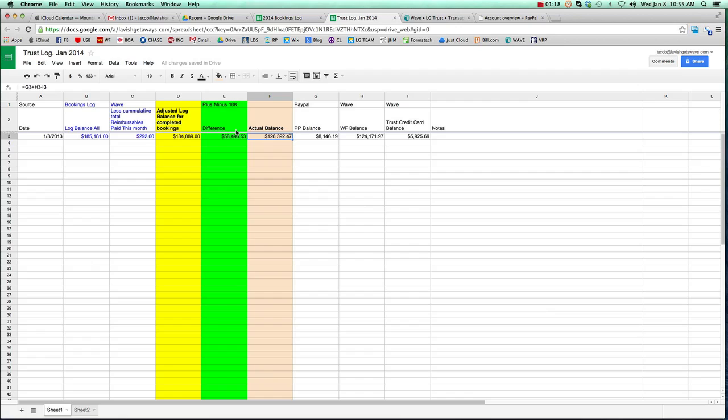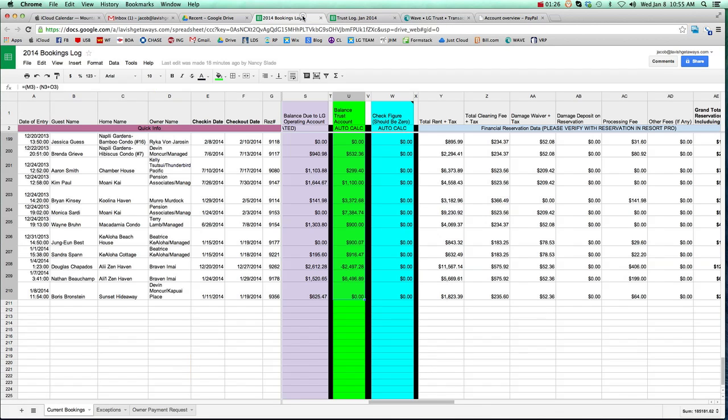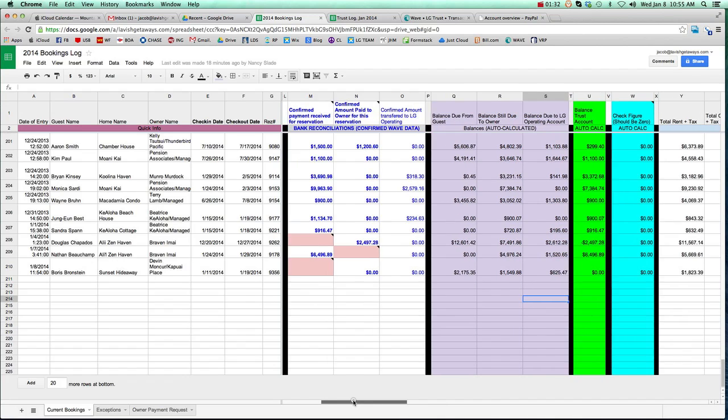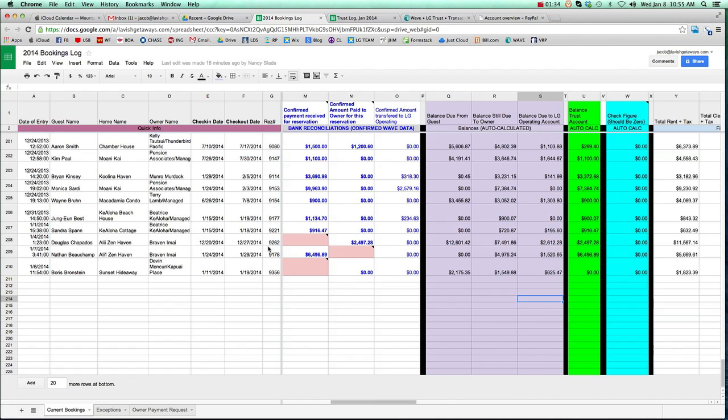I want to show you real quick though what this is. First of all, what's called our book balance. Okay, it's the bookings log balance. If you go to the bookings log to one of these green transactions, what it does is it takes the amount of money that has come in, and you can see it here, it's all put in. The amount of money in column N, that's how much money we've collected from the guest. If we've collected the money from the guest, that money goes into our trust account.